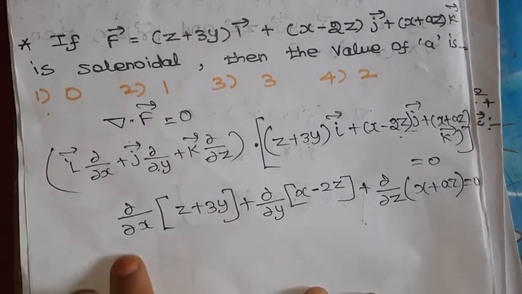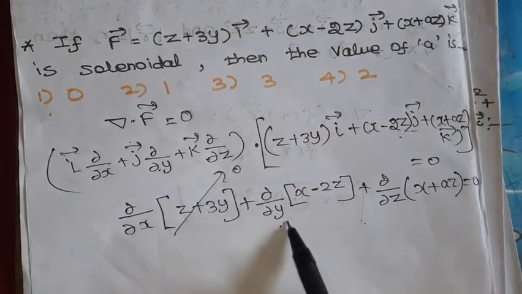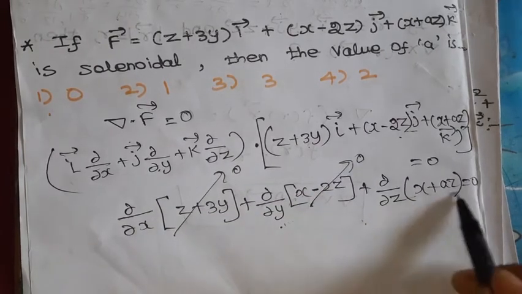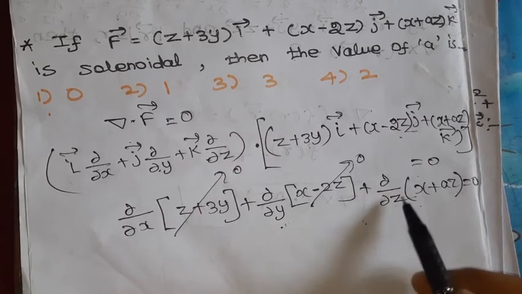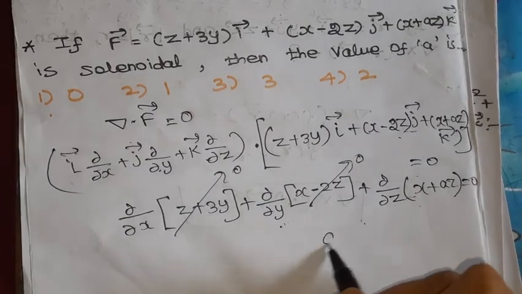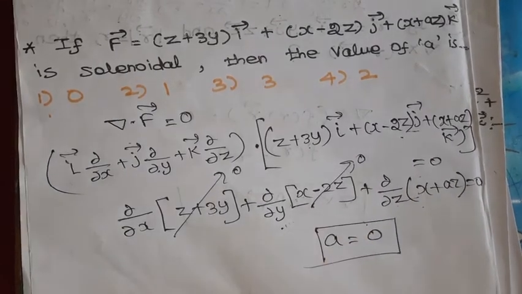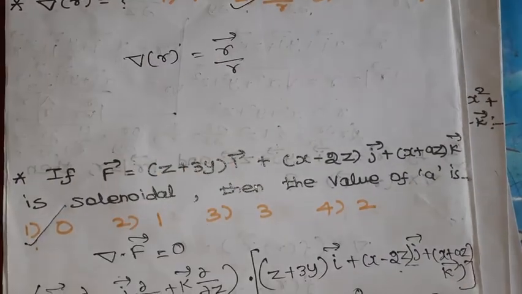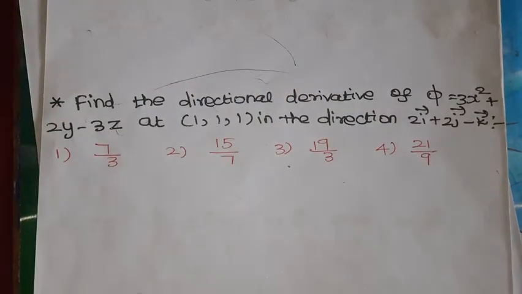So when we differentiate dou by dou x, there is no x term, so this part we will get 0. By differentiating with respect to y, there is no y term, so this also gets cancelled. With respect to z, what will we get? Dou by dou z of this one we will get a, right? So a equal to 0. What is the value of a? Equal to 0. Option 1 is the right option.